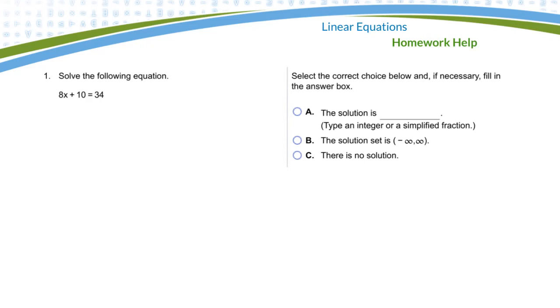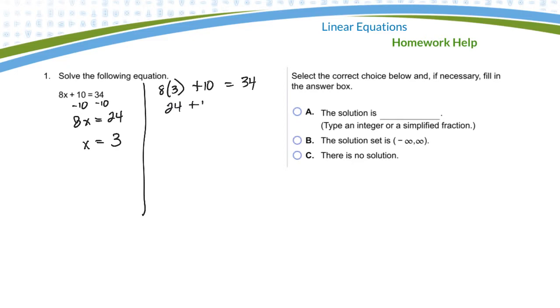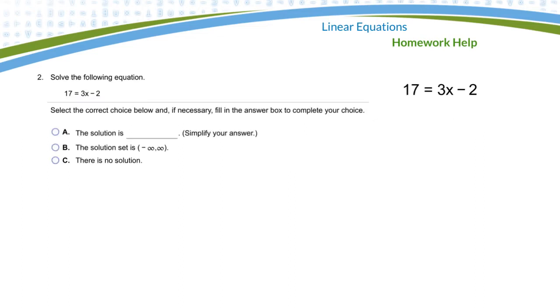All right, in this video we're going to go through some of the sample homework questions from section 30.5 in linear equations. First one, I'll use the subtraction principle to subtract 10 from both sides, leaving me with 8x is equal to 24. Use the division principle, divide both sides by 8. So I come up with 3. Just as a quick check, 8 times 3 plus 10 should give me 34. 24 plus 10, sure enough, 34. That answer must be correct.